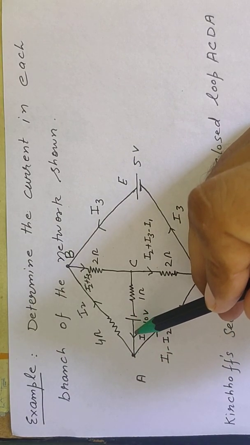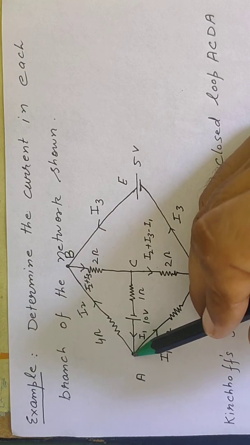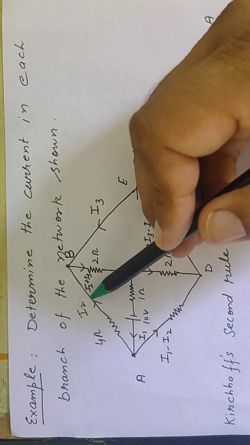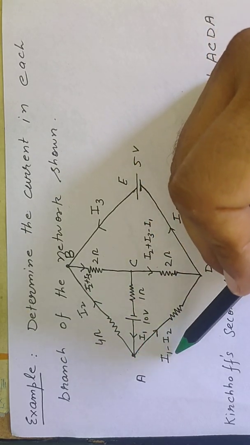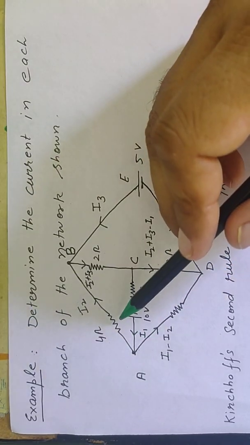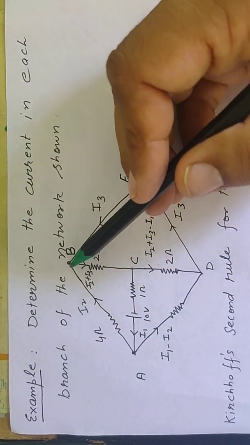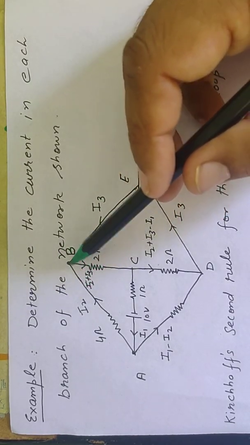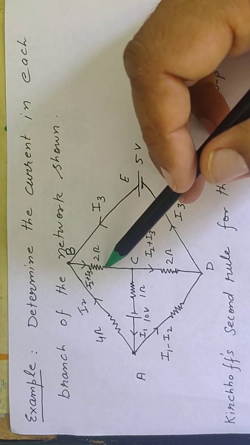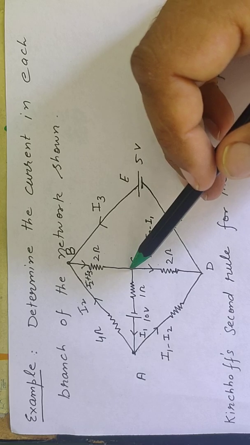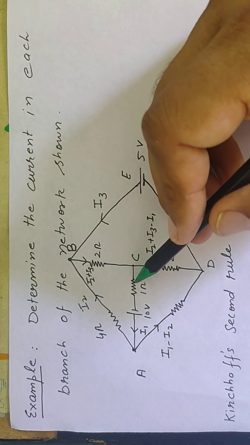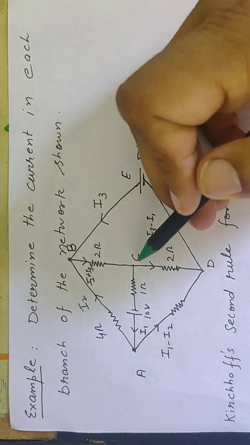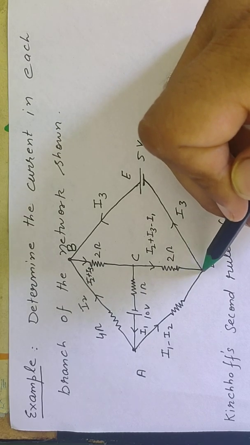Here we take I1 as the current coming out. Here there is a junction, so it divides into two parts. Say I2 is flowing in this direction and the rest, I1 minus I2, flowing in this direction. Now this current I2 goes this side. Here I3 current is coming from this side, so I2 plus I3 current flows through this 2 ohm resistance. At this point C, I1 goes this side and here I2 plus I3 minus I1 flows through this 2 ohm resistance, and they meet at D.